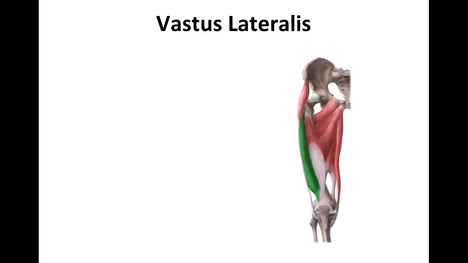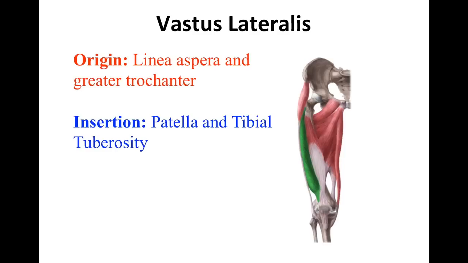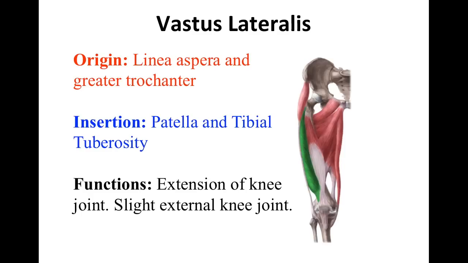On the other hand, vastus lateralis is located more laterally. Its point of origin is the linea aspera and the greater trochanter, which is located on the lateral aspect of the femur. Its point of insertion is the patella and tibial tuberosity, and the function of vastus lateralis is also extension of the knee joint and a slight external rotation at the knee joint.